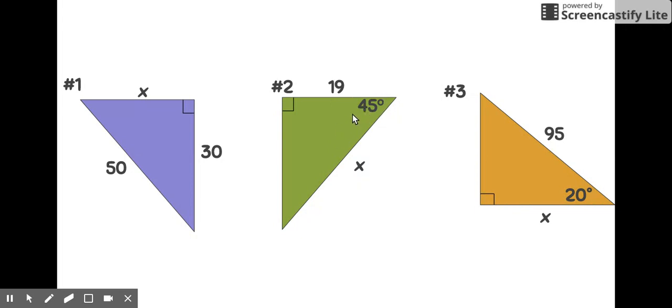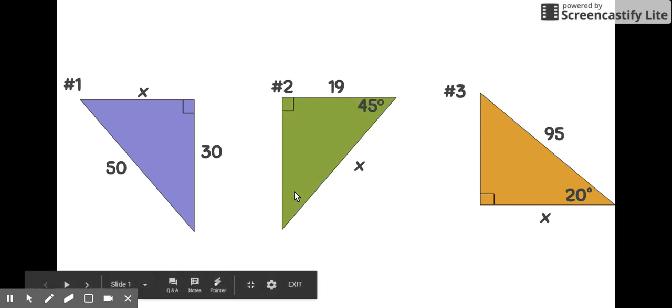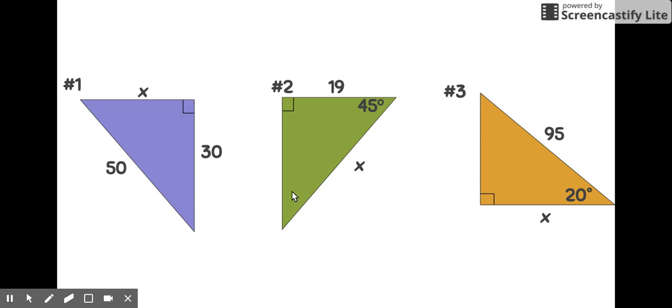Do you see that we have 45 degrees here? By triangle sum theorem, we could figure out that this angle right here would also have to be 45 degrees. So this would be a special right triangle, so we could find x. And if we had a 30, 60, 90 triangle, we could also solve for x. So to recap, if you have a special right triangle and you know one of the angle measures and a side length, you can find the missing side length.